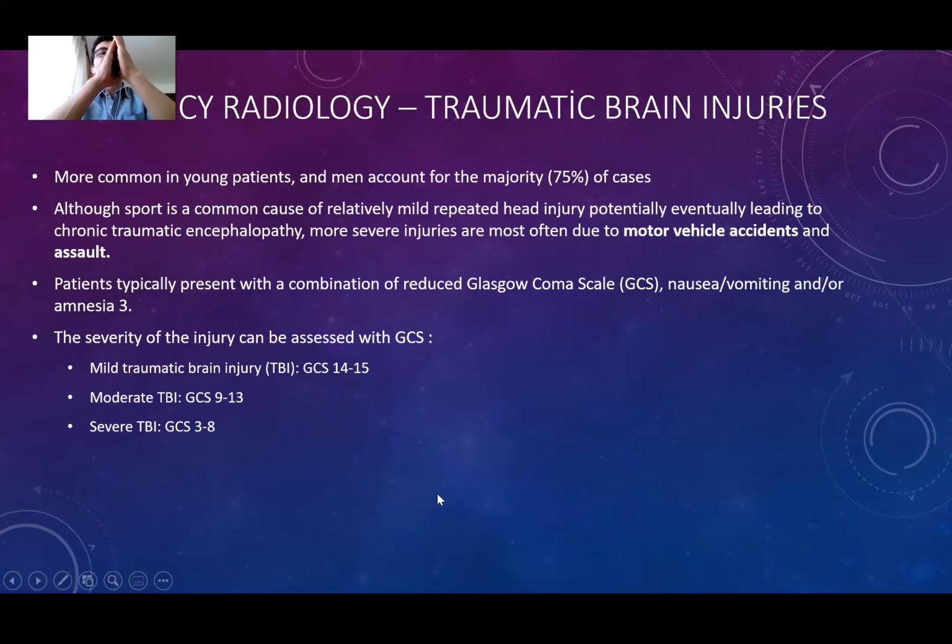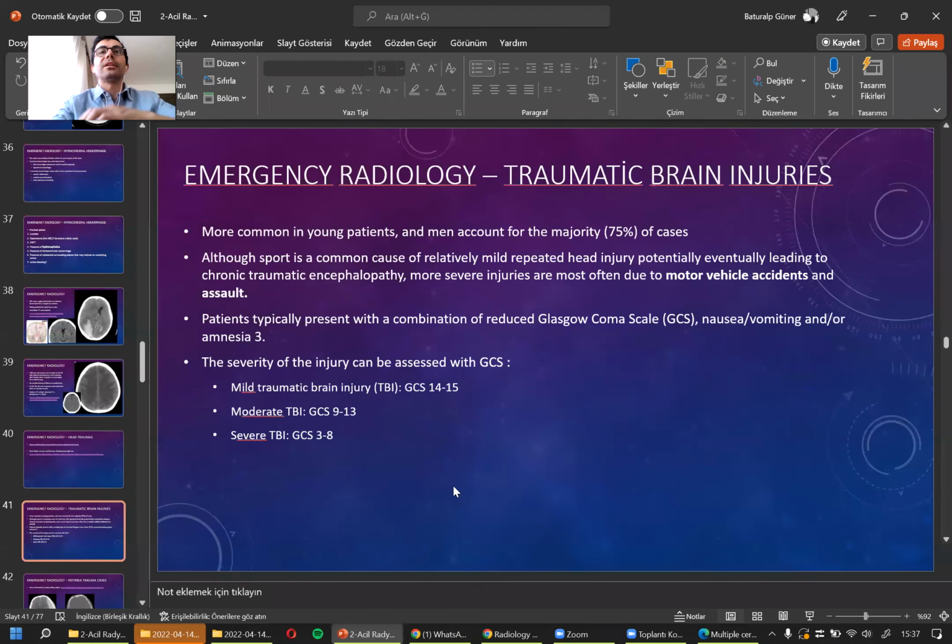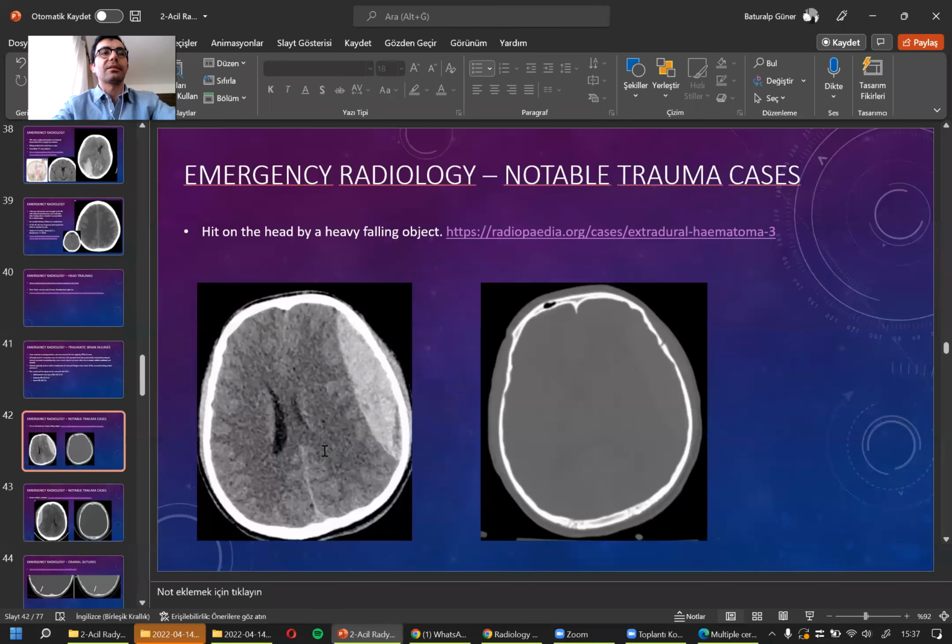So, traumatic brain injuries are usually more common in young patients, especially in men. Most of them are due to motor vehicle accidents, assault, and in Turkey, most of them occur from falling from constructions. The severity of the injury can be classified with the Glasgow Coma Scale, and of course with your findings on CT scan. Okay. Let's see another trauma case.